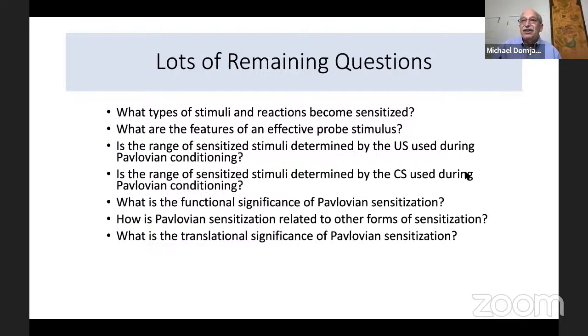And no one has looked at, in fact, there were only 2 experiments I could find on this Pavlovian sensitization thing in the feeding system. So we've got a long way to go to examine the functional significance of Pavlovian sensitization. And then, of course, how is Pavlovian sensitization related to other forms of sensitization? And that's the issue I tried to address in reference to the Groves and Thompson model. And finally, what's the translational significance of this thing? And I think there could be a lot of rich source of application.